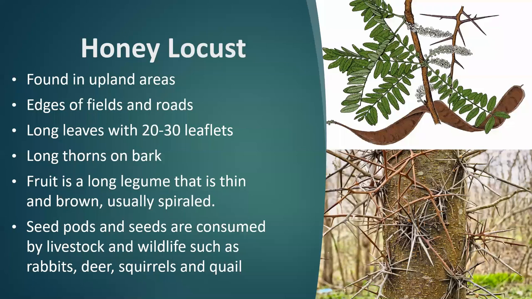Quail are another species that really like honey locust, particularly because, again, quail really need that woody vegetation to thrive in the winter. They're ground nesting, so they're going to be on the ground during snow events, and so it's really important for them to be able to get out of an area and just get away from the snow. And really young honey locusts provide a very thick canopy cover that allows them to do so. And again, they're going to be readily consumed by rabbits, by deer, squirrels, and quail.